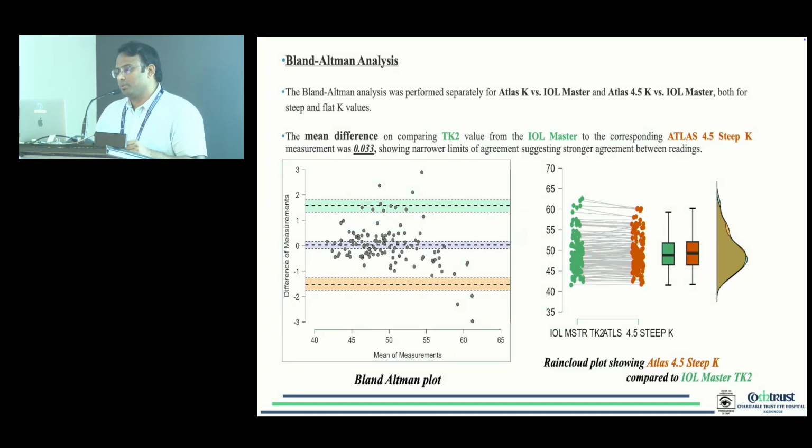Bland-Altman analysis was performed separately for Atlas K and IOL Master, and Atlas 4.5 K and IOL Master, both for steep and flat K values. The mean difference on comparing the TK2 value from the IOL Master to the corresponding Atlas 4.5 steep K measurement was only 0.033, which shows a narrower limit of agreement, suggesting a stronger agreement between these readings. The first one is the Bland-Altman plot, and the second one is the rain cloud plot showing Atlas 4.5 steep K compared to IOL Master TK2.